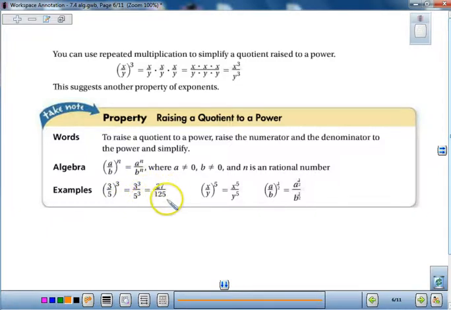3 to the third is 27 over 125. And the second example, x divided by y to the 5th power is x to the 5th divided by y to the 5th. And here's one more when it's raised to the half power.